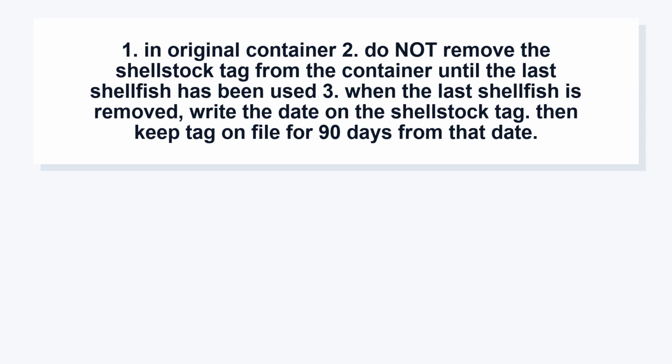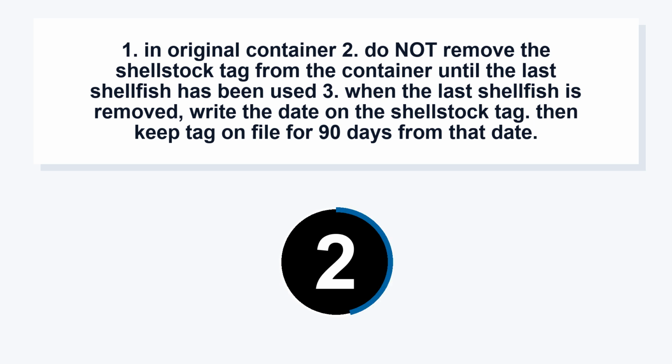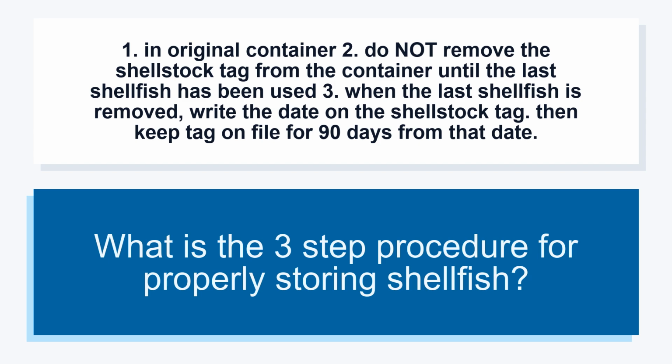1. In original container. 2. Do not remove the shell stock tag from the container until the last shellfish has been used. 3. When the last shellfish is removed, write the date on the shell stock tag. Then keep tag on file for 90 days from that date. What is the 3-step procedure for properly storing shellfish?